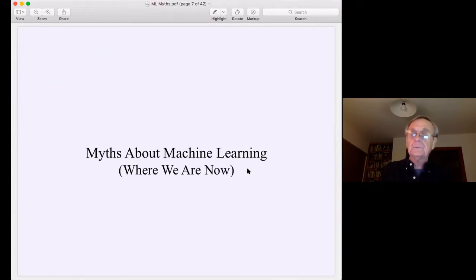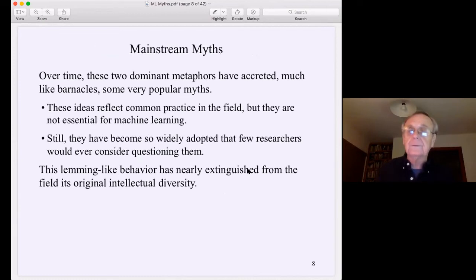Now let me turn to some myths that have grown up around those two dominant metaphors. They have accreted, sort of like barnacles, and I don't think that they had to. They do reflect common practice in the field, but they're really not essential for doing machine learning. But they've become so widely adopted that there are very few people now who would even consider questioning them. It's like a fish saying, "Well, could I be somewhere other than in water?" Well, yeah, maybe you could fly, but no, they're not going to think about that because that's all they know.